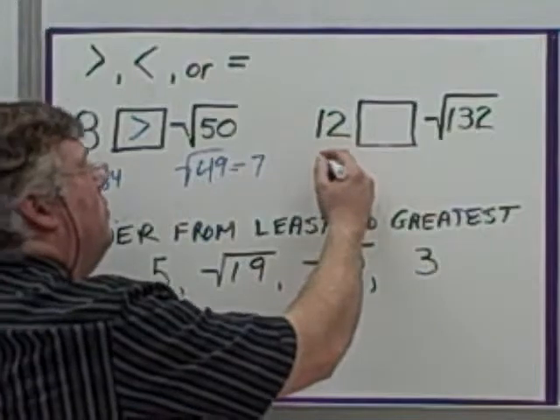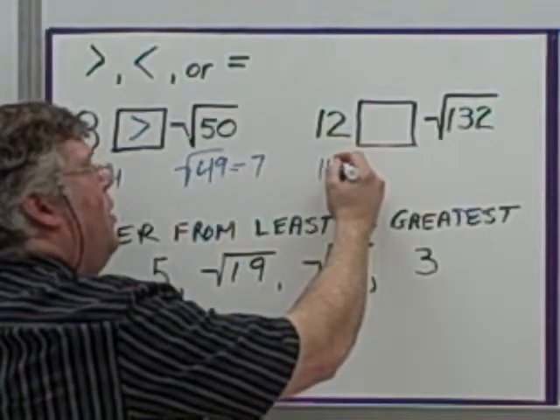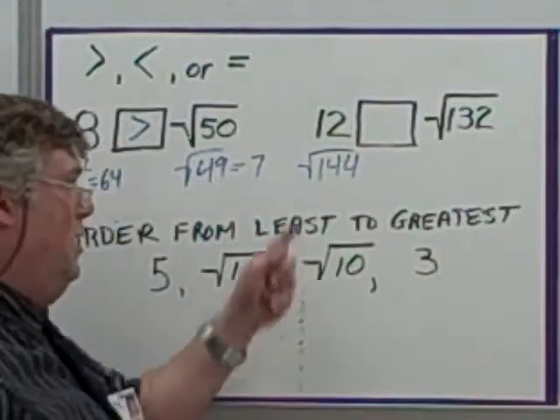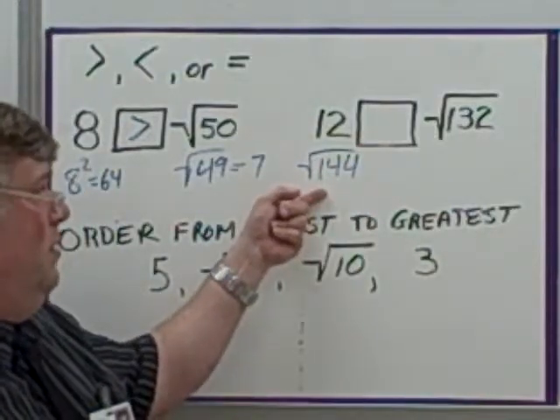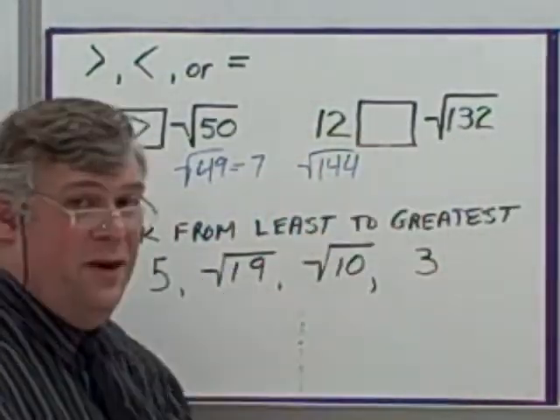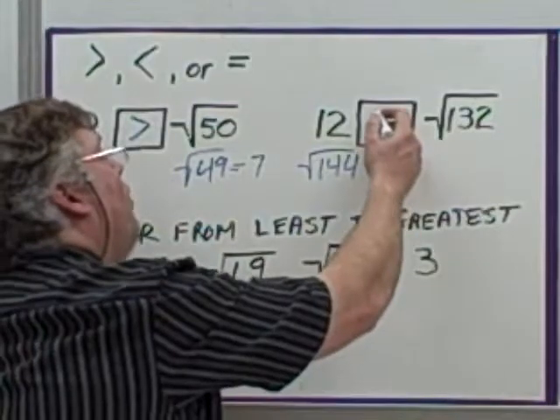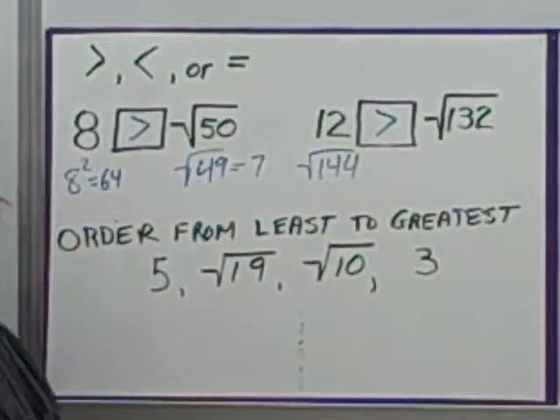Over here, since I see the 12 first, 12 squared is 144. So 12 is equal to the square root of 144. So is 144 greater than 132? You betcha. It's going to be a greater than symbol. The gator mouth's going to go towards the 12.